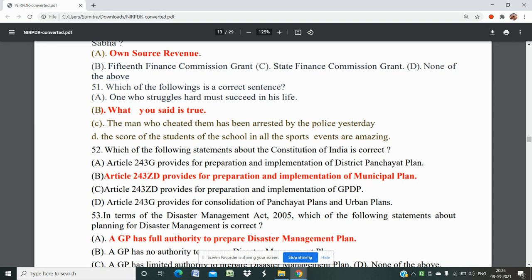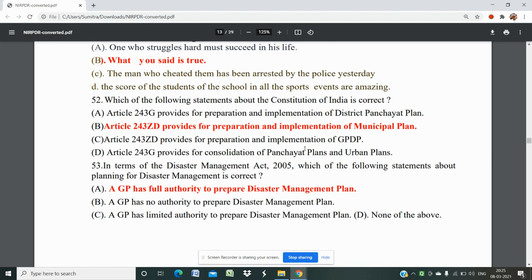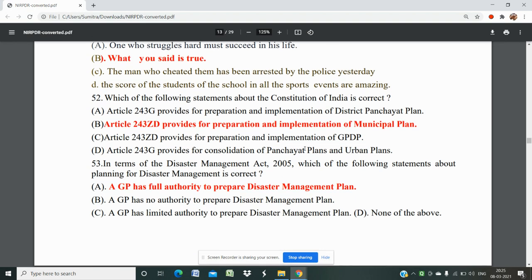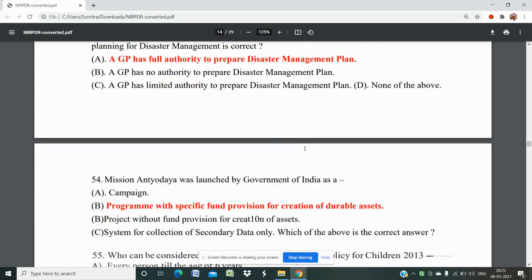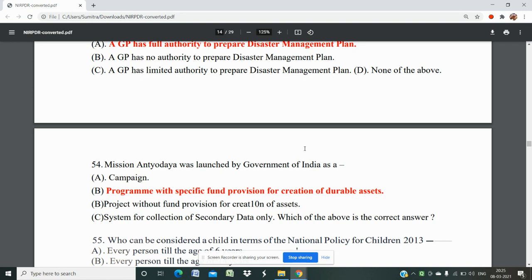Then question number 52 is related to the Constitution, the articles of the Indian Constitution, under the municipality, Gram Panchayat, GPDP, or anything related to panchayat. And then question number 53 is also related to disaster management and the role of panchayat. Then programs and missions, the MGNREGA program, other rural development programs, etc.